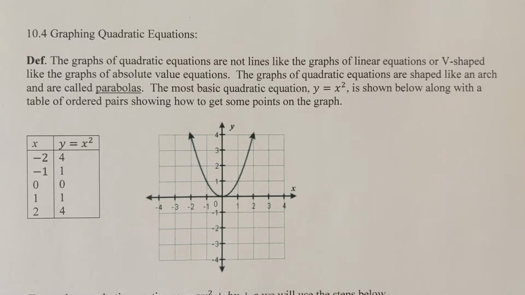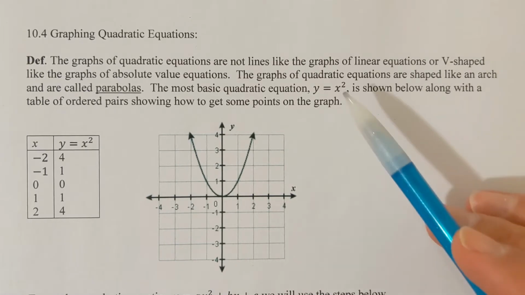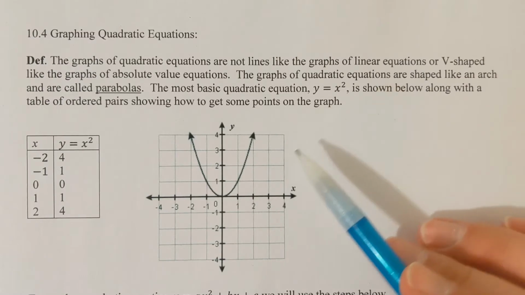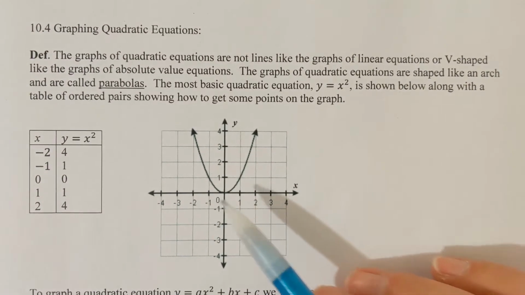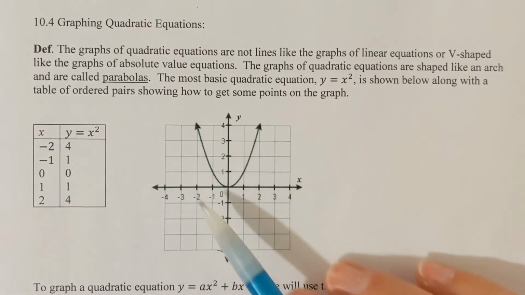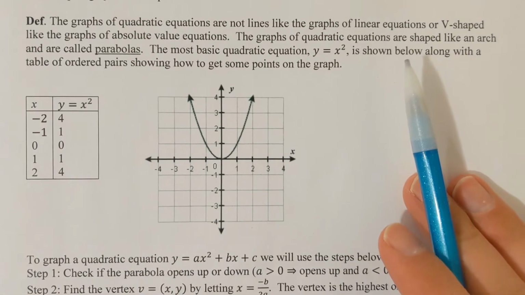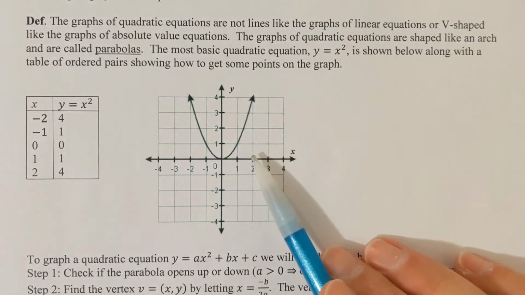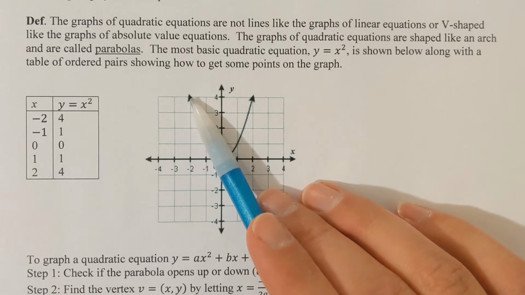Okay, now the most basic quadratic equation is y equals x squared. That's the most basic parabola that we would ever work with. That graph is shown below. I've also included a table of numbers showing how we get this graph. So if x is negative 2, squared is 4. So here's negative 2, 4 on the graph.